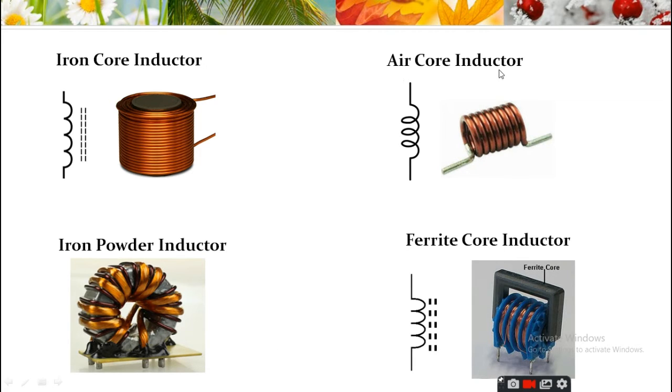Second one, air core inductor. As the name suggests, this kind of inductor has no core. The core material is air. Since air has a relatively low permeability, the inductance of an air core inductor is quite low, rarely above 5 microhenry. Since they have a lower inductance, the rate of current rise is quite fast for an applied voltage, and that makes them capable of handling high frequency. They are mostly used in RF circuits.